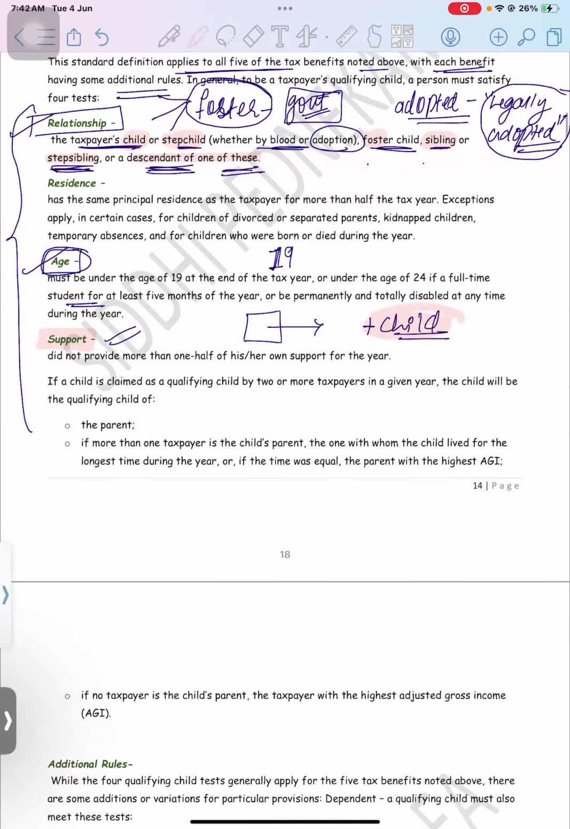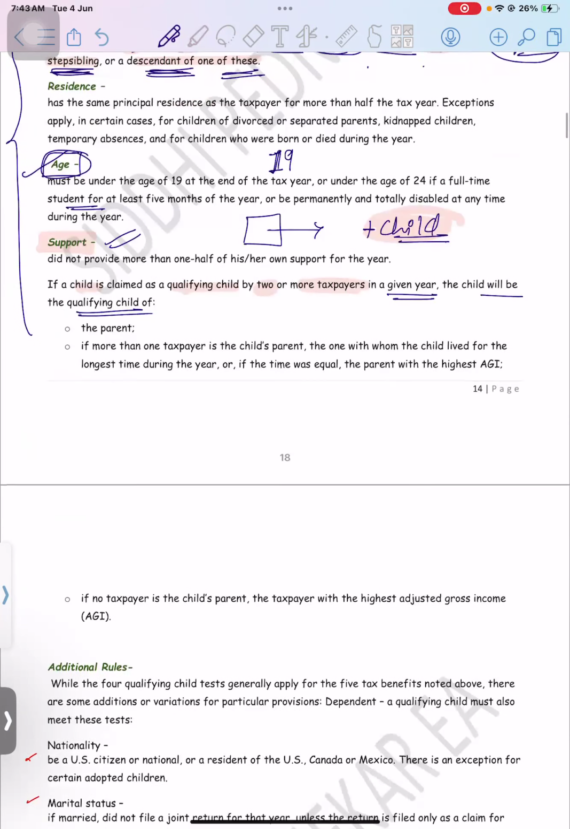Whoever is going to claim this child as a qualifying child. If a child is claimed as a qualifying child by 2 or more taxpayers in the given year, the child will be a qualifying child of the parent. If more than one taxpayer is the child's parent, it is the one with whom the child lived for the longest time during the year, or if the time was equal, the parent with the highest AGI.